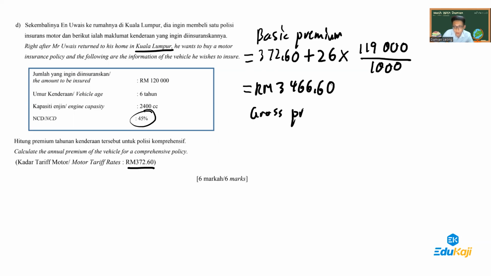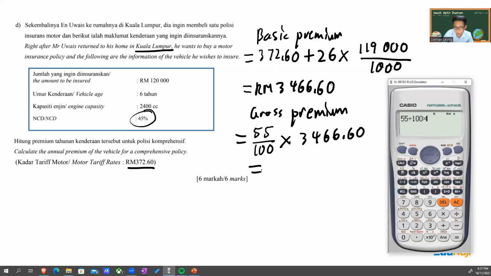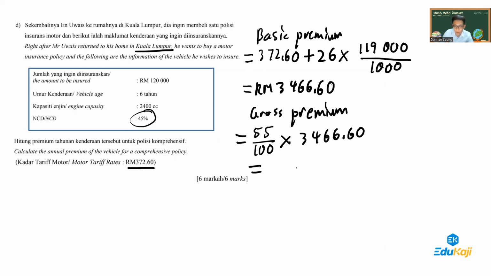So the gross premium is 55% of 3,466.6. So it's 1,906.63. That's the annual premium that needs to be paid.